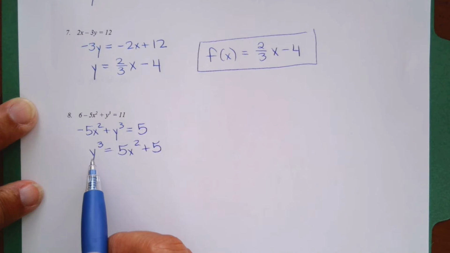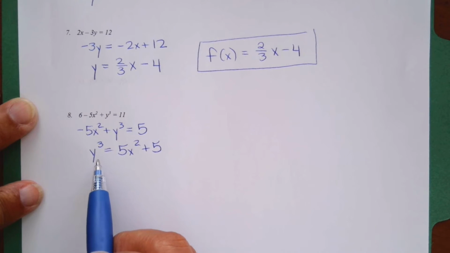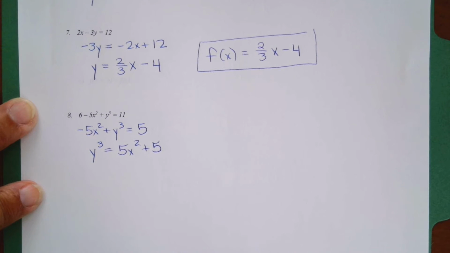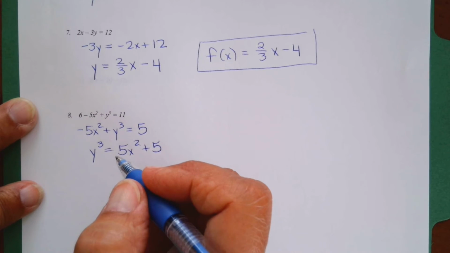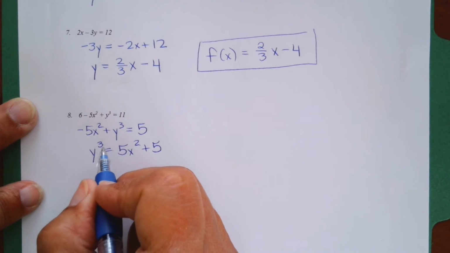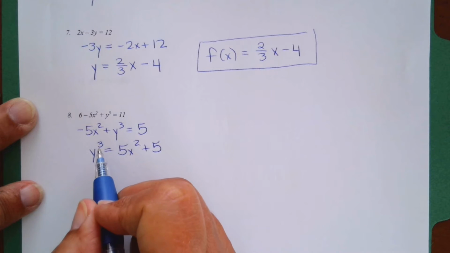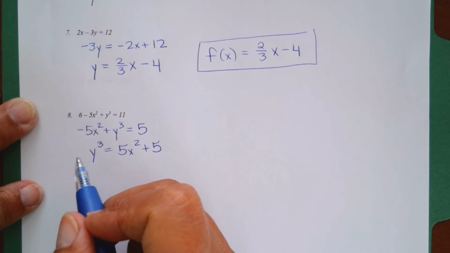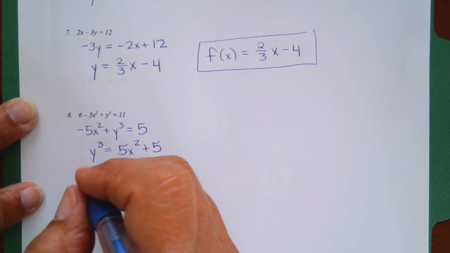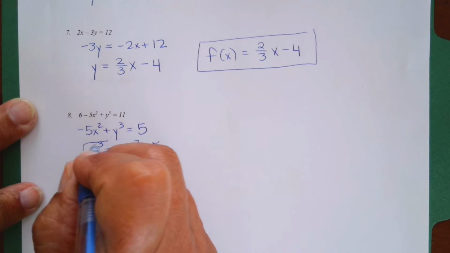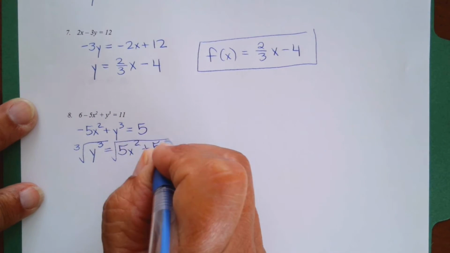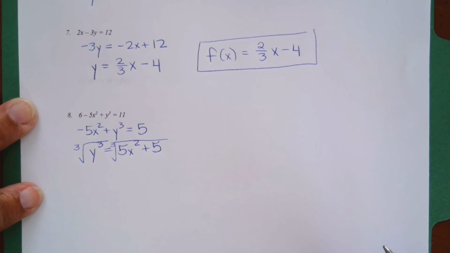All right, so now we got y cubed. So how do I solve for y cubed? You'll take the cube root of both sides. To solve for y, to undo cubing, you would do the cube root. Remember the inverse of that. So I'll write it here, we're going to take the cube root of this side and the cube root of that side. Okay, that's how we would solve.